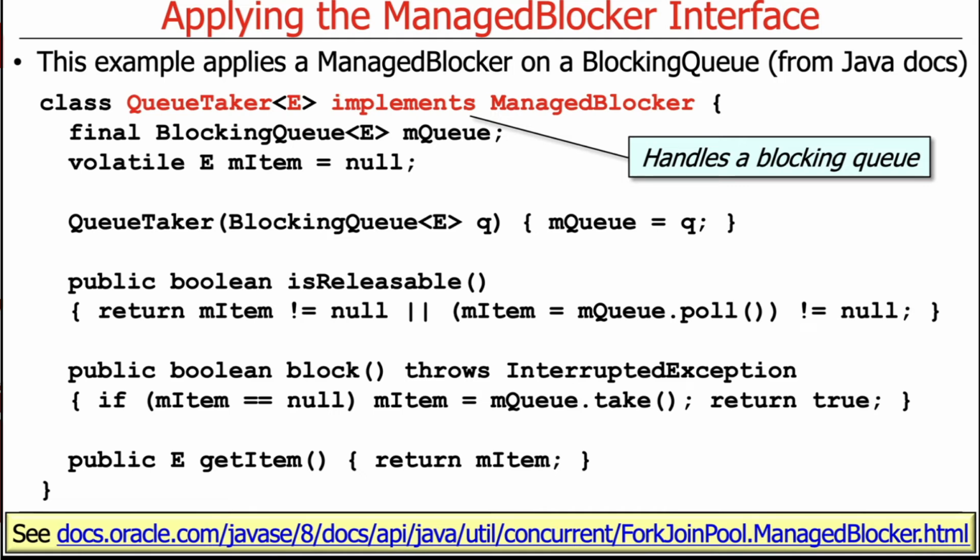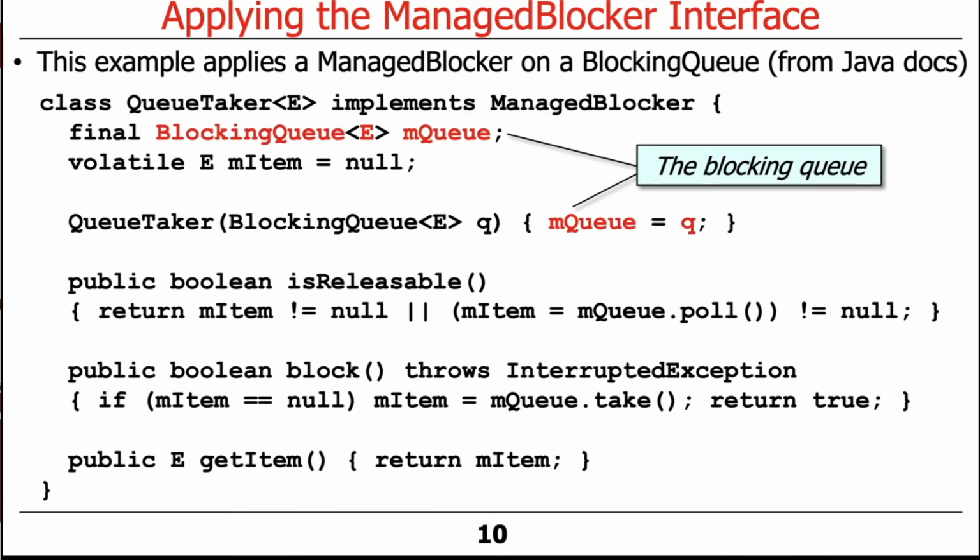So let's take a look at another example. This example is also from the Java docs, which applies ManagedBlocker on a blocking queue. This particular case is called QTaker, and you'll see why in a second. QTaker implements ManagedBlocker as well. The idea here is to make a ManagedBlocker implementation that handles a blocking queue. So we define ourselves a queue, which probably could be an array blocking queue or a list blocking queue. We just define the field as a blocking queue. That's fine. The constructor stashes away the parameter.